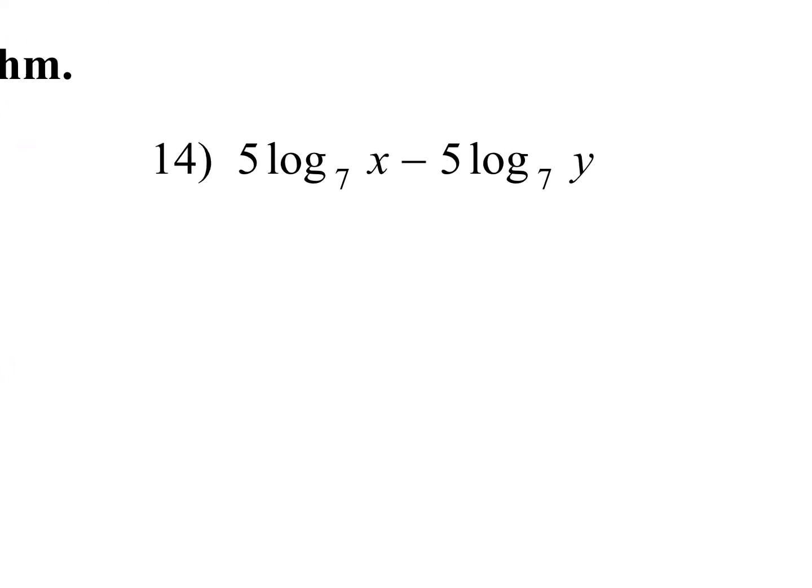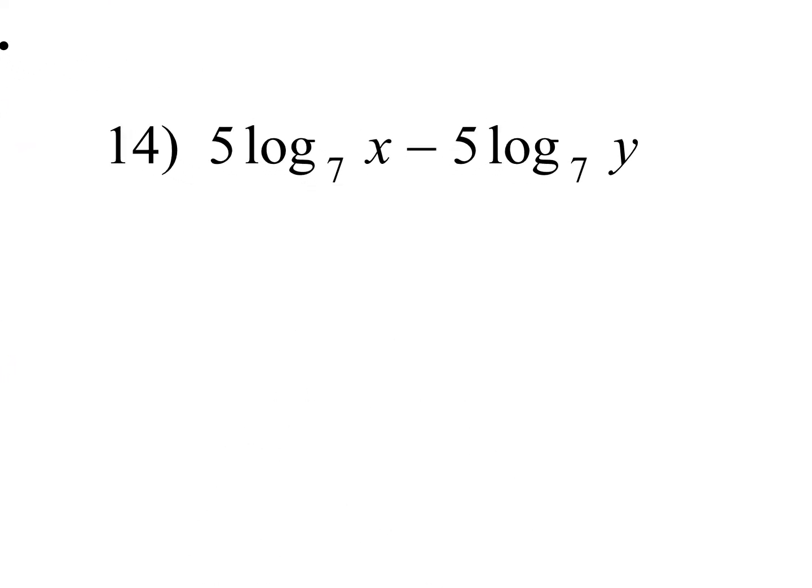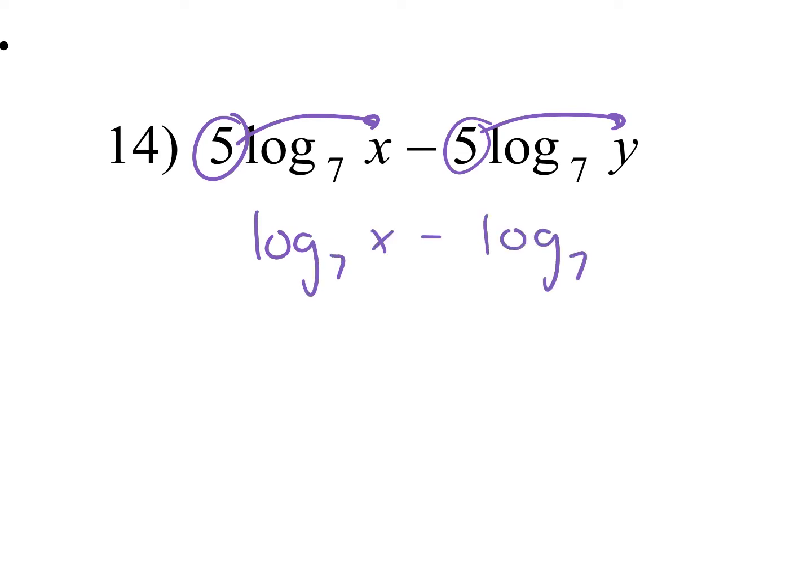Let's take a look at 14. What's the first thing I should do for 14? Move the 5 up top. So I have log base 7 of x minus log base 7 of y to the 5th power. So now I'm subtracting. So what goes with subtraction? Division. So I start with my log base 7, and then what do I divide? X to the 5th power divided by y to the 5th power.